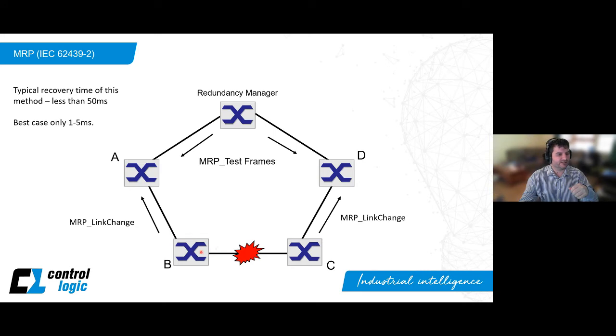If it's a gigabit copper connection, it can take a little longer. It can take up to 50 milliseconds, sometimes even a little longer than that, just to realize the link's gone down, and then it recovers. Still, it's much faster than the worst case scenario of 500 milliseconds or 200 milliseconds.